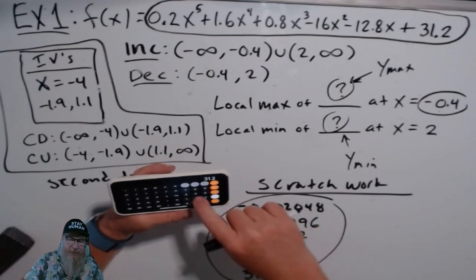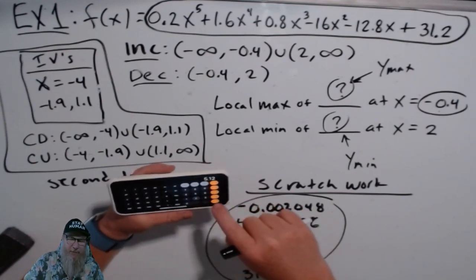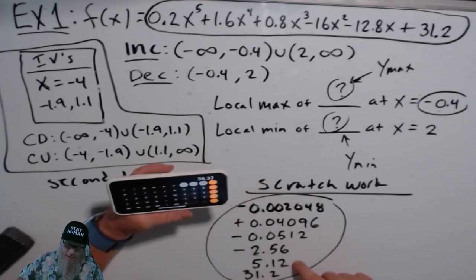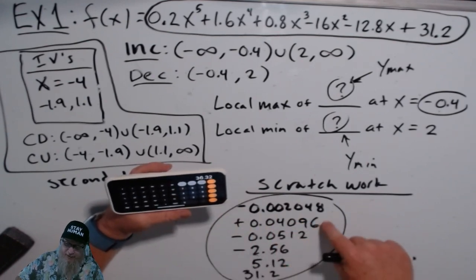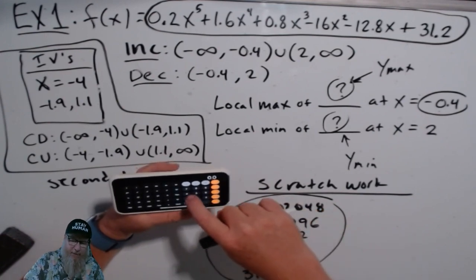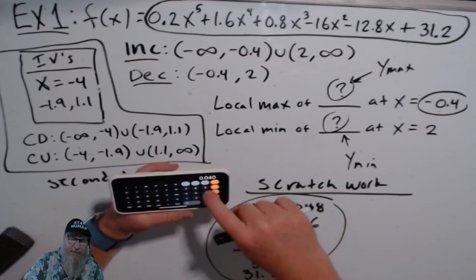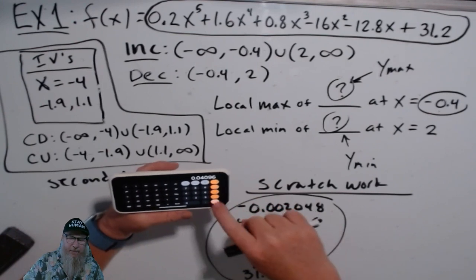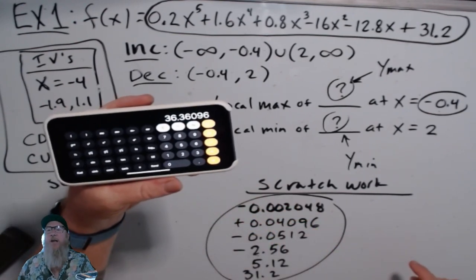31.2 plus 5.12. I'm going to do all the pluses first. Plus 0.04096. So that's all the sums.